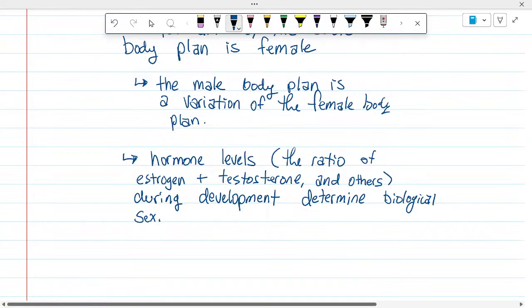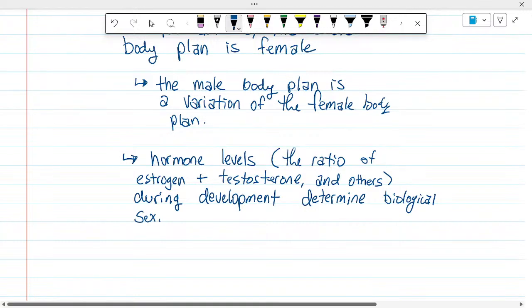So in terms of histology, has anyone ever heard of histology before? This is the study of tissues. In terms of tissues, the penis and the clitoris are the exact same developmental tissues. One is obviously just far more developed than the other, right? The testes and the ovaries are the same tissues that have developed, but they've just developed in different locations.